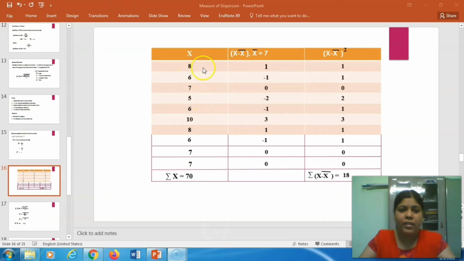Look at here. We have put the x values in one column, then x minus x bar in another column, and (x minus x bar) squared. By doing this we will get the summation of (x minus x bar) squared like this.